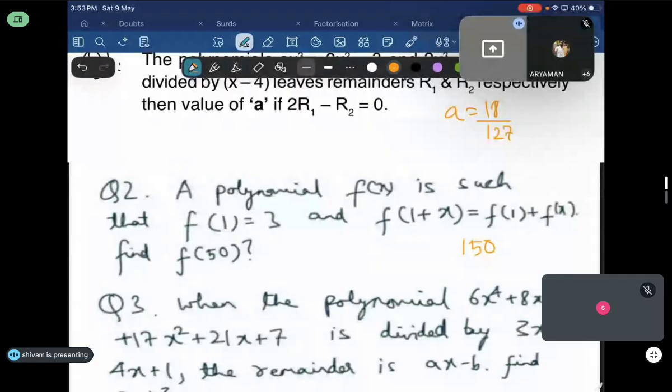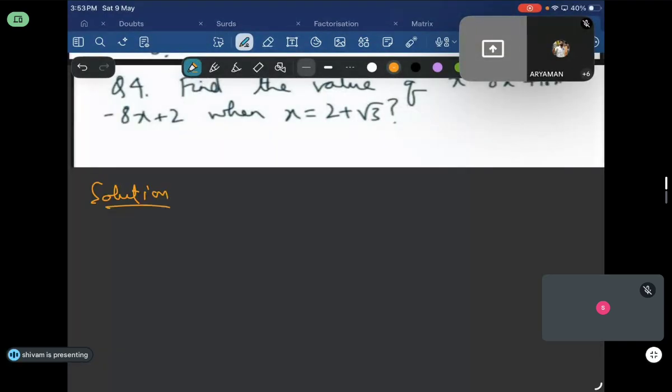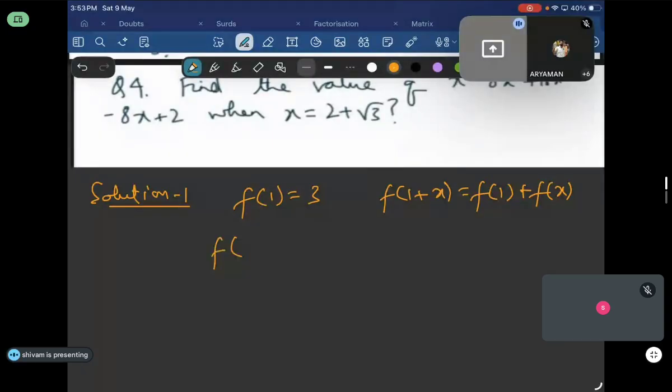F of x is such that f of 1 is equal to 3, and f of 1 plus x is equal to f of 1 plus f of x. Okay, pay attention, everyone. If you substitute x equal to 1, what are you getting? You are going to get f of x plus 1 minus f of x is equal to f of 1, that is 3. Yes or no? Tell me, everyone.